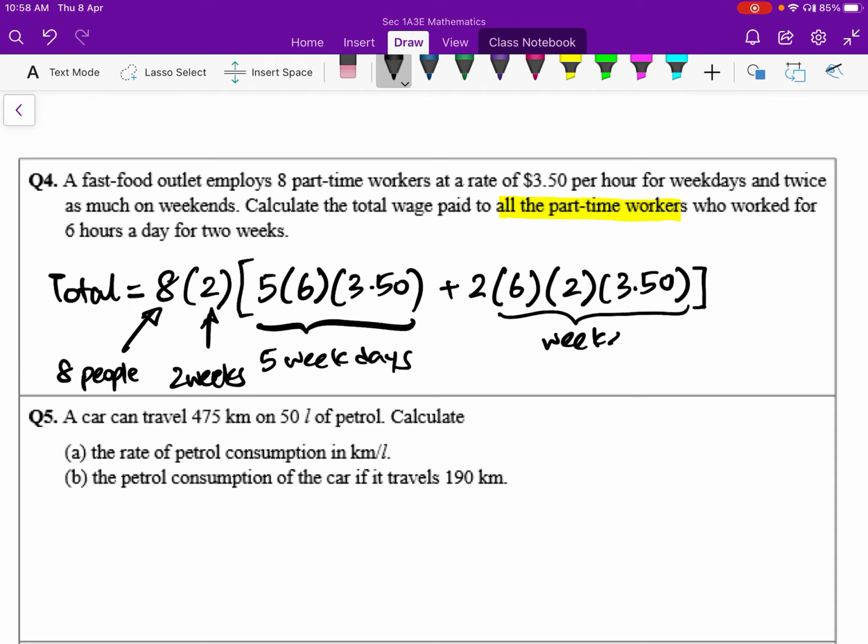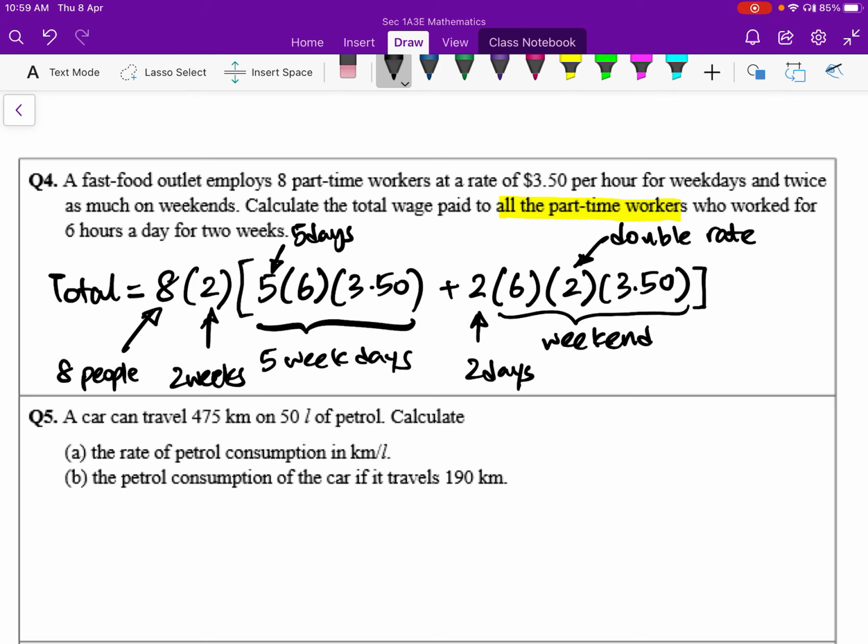Weekend. And this will be 2 days. This is our 5 days. This is the double of the rate. Okay? Then work this out, get the answer. You go and practice your calculator skill. I am not going to show you the final answer.